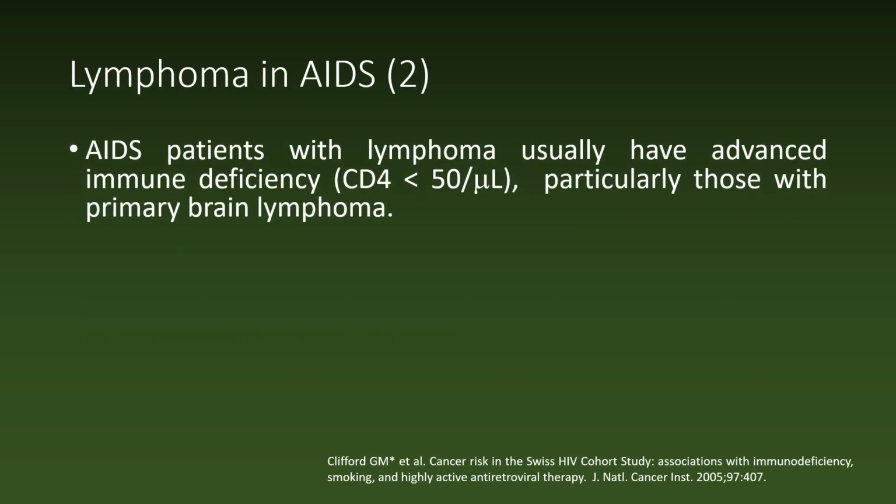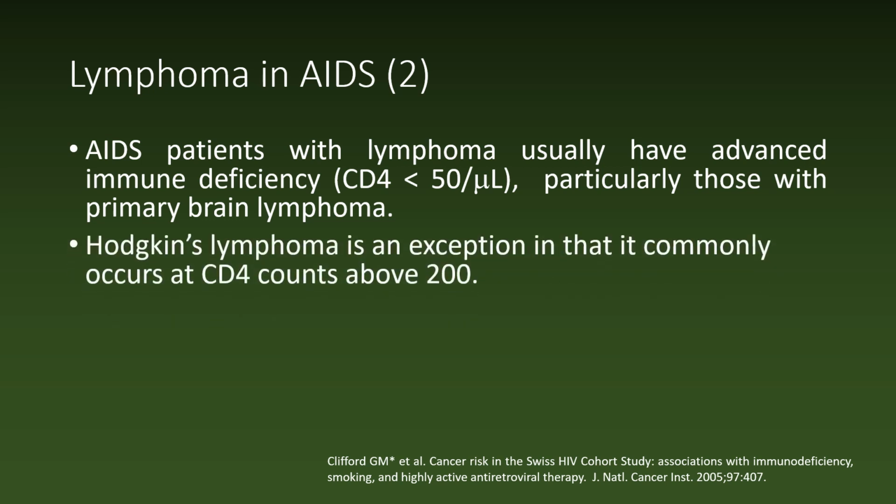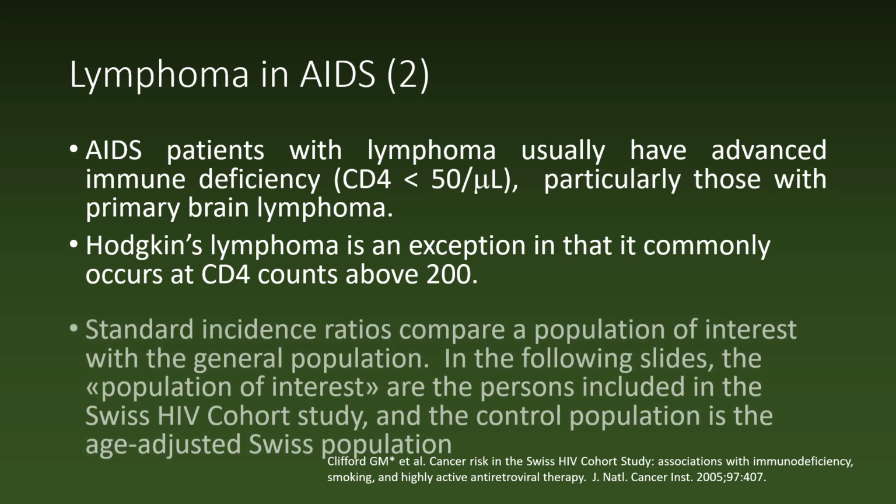AIDS patients with lymphoma usually have advanced immune deficiency with CD4 counts below 50, particularly those with primary brain lymphoma. Hodgkin's lymphoma is an exception in that it commonly occurs at CD4 counts above 200.